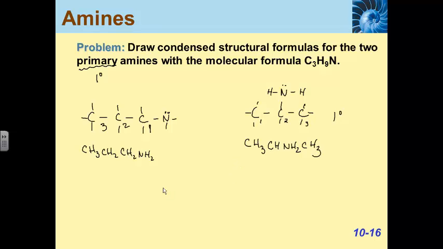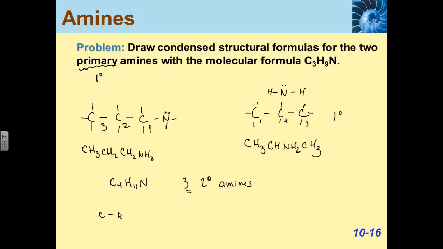What if I had a structure something like C4H11N? What might be 3 secondary amines with that molecular formula? We're looking for 3 secondary amines. How could we arrange these to get 3 structures that are secondary? Well, let's put our heads together.